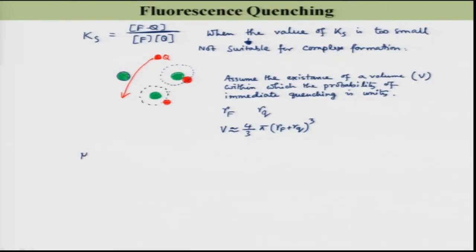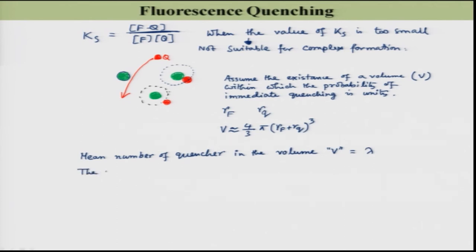So I'll define here the mean number of quenchers in the volume V, let us say I denote it as lambda, right? Obviously I can write this lambda later on in terms of the concentration, that I will do just after a few seconds.